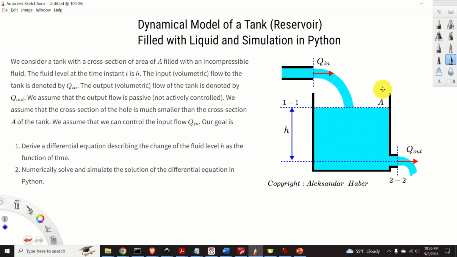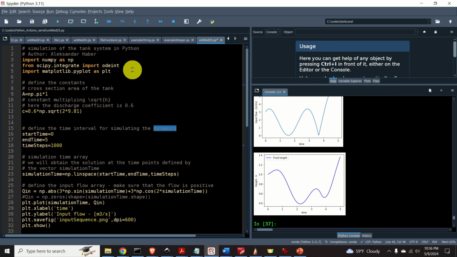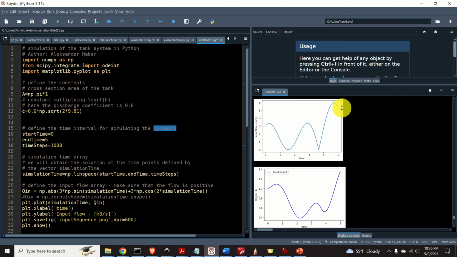More precisely, by watching this video tutorial, you will learn how to develop a nonlinear differential equation describing the dynamics of the system. Furthermore, you will learn how to write a Python code that simulates this differential equation, and by the end of this video tutorial, you will be able to generate these nice graphs. The first graph shows the input flow to the tank, and the second graph shows the simulated water height, or the fluid height in the tank.